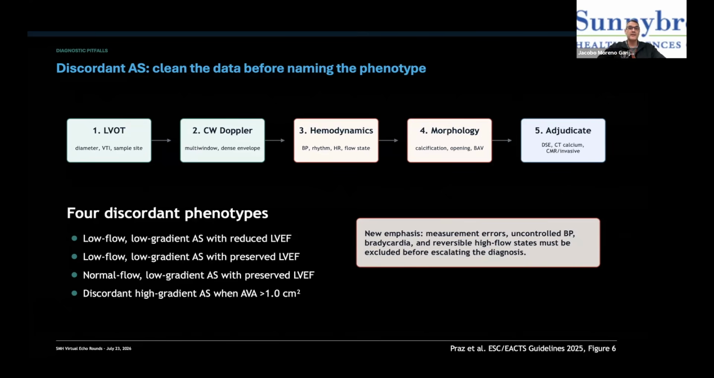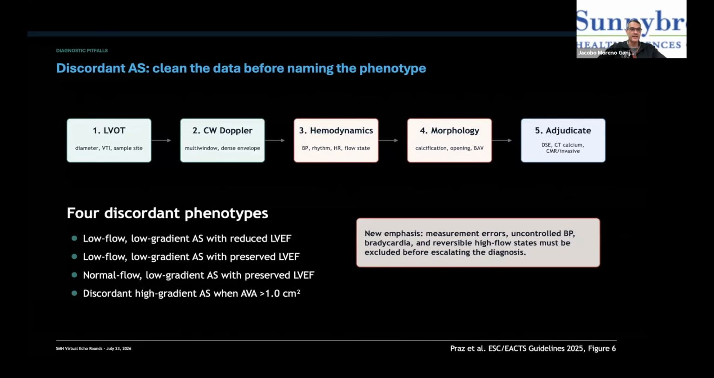And then I'm going to check my hemodynamics, right? Especially in the OR. What was my blood pressure when I was taking this? What was my rhythm? What was my heart rate? What was my flow state, right? Then morphology, specifically how much calcification is in this valve, how much it's opening. That makes sense with the measurements that we are taking. And then I'm going to decide based on all those characteristics, if I can decide, maybe the CT calcium score is the one that is going to help me.